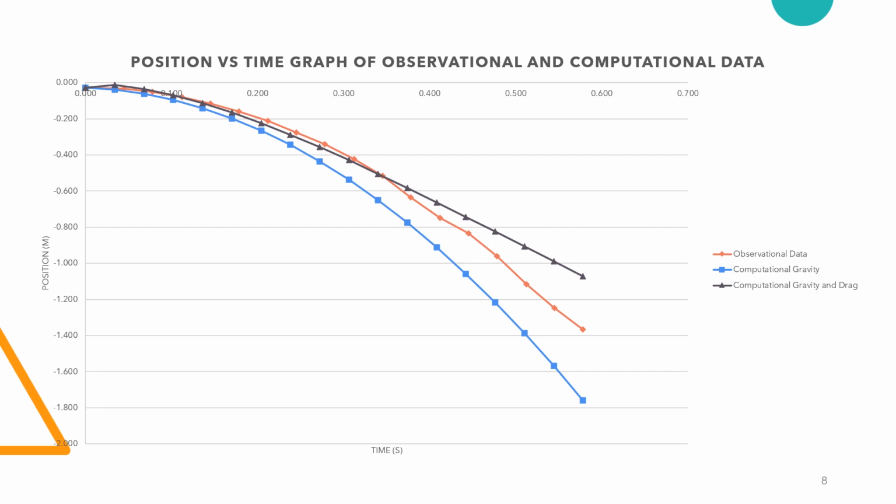The discrepancy between the observational model and the computational model with both drag and gravity force is probably due to human error of not plotting the points accurately in Tracker, or due to other unknown external forces acting on the object in the observational model.